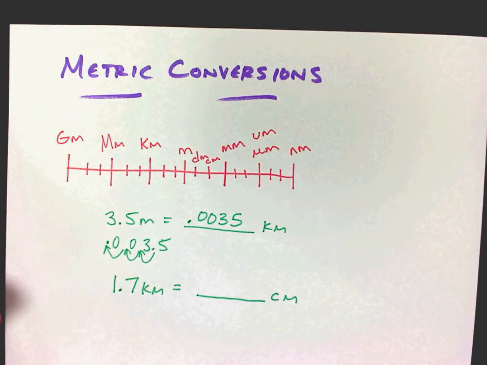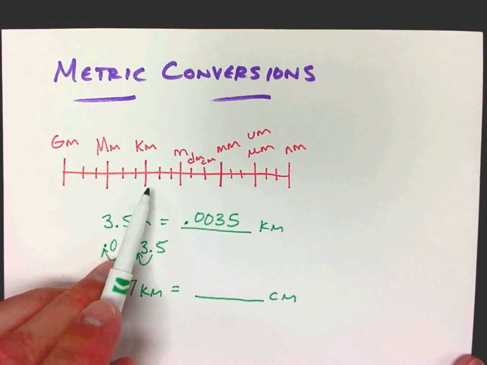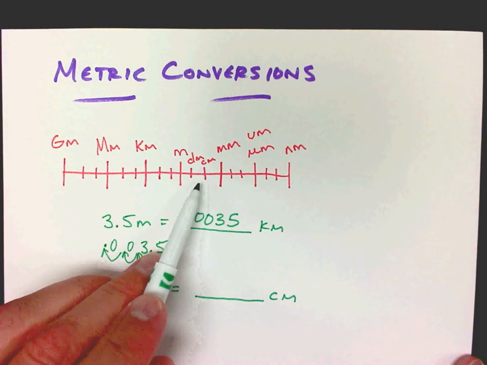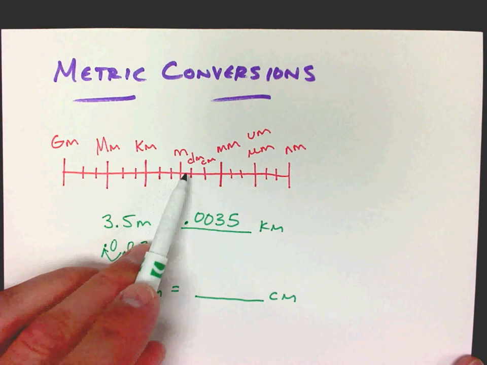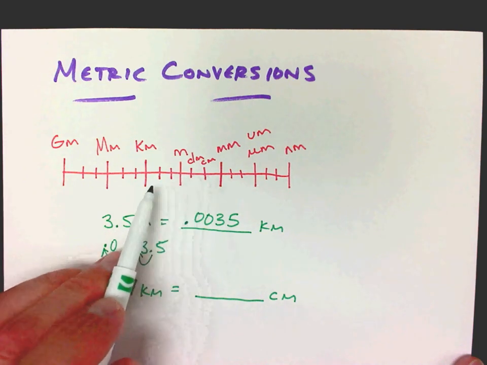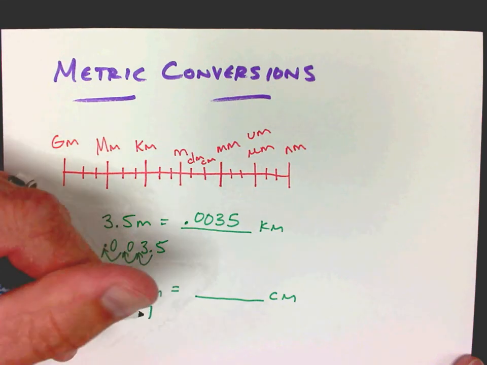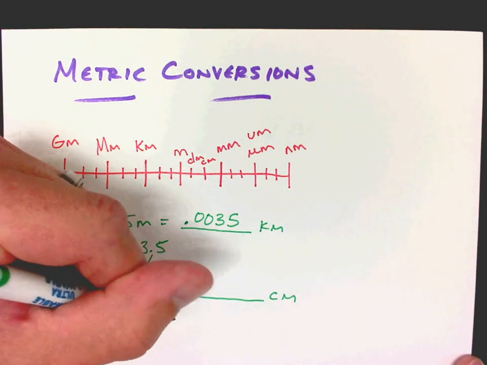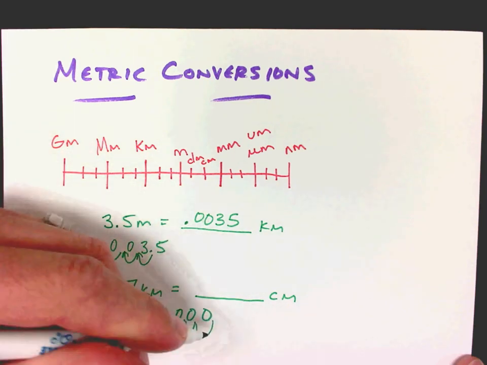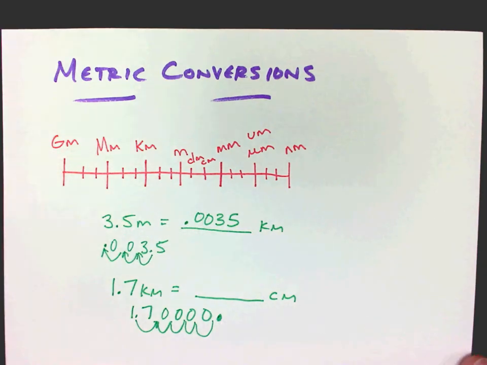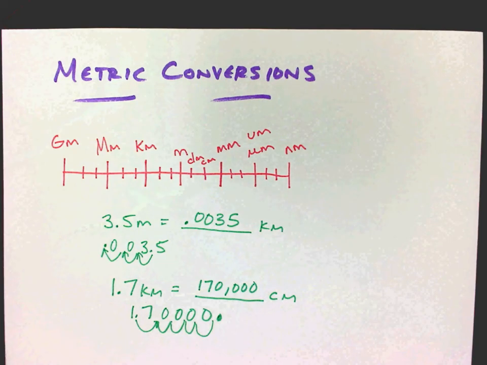All right, so exact same method. Find kilometers, which is here, and then find centimeters, which is here. Count the spaces, so you got 1, 2, 3, 4, 5, and you notice we move to the right. So we're going to come down here, and we're going 5 places to the right. There's 1, 2, 3, 4, 5 places. So you can count those out, and you park your new decimal right there, and you get 170,000 centimeters in 1.7 kilometers.